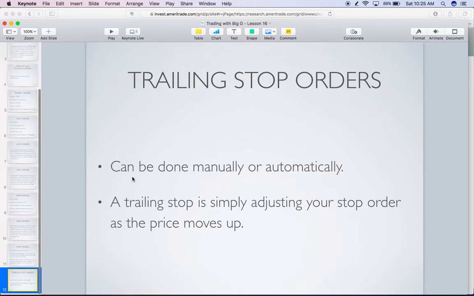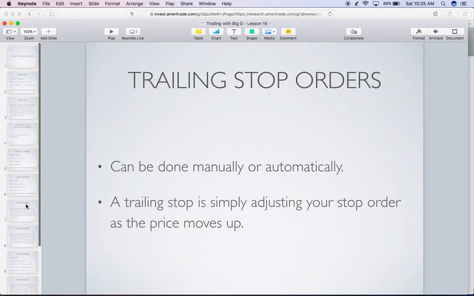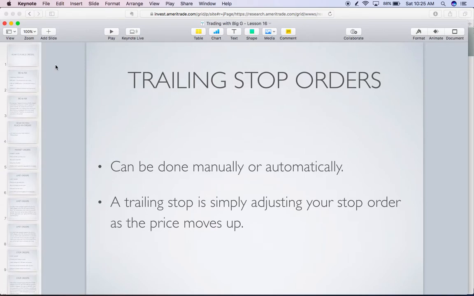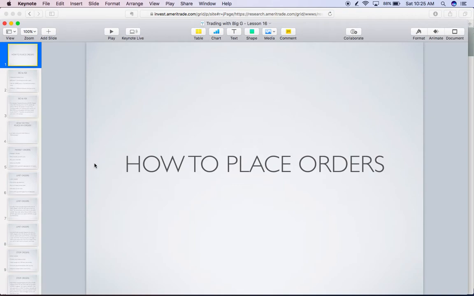That's trailing stops. Okay, so like I said, this one is a little bit longer and maybe a little more confusing because there are just so many different types of orders. But hopefully this helps you a little bit. And of course, if you have any questions, you can let me know.